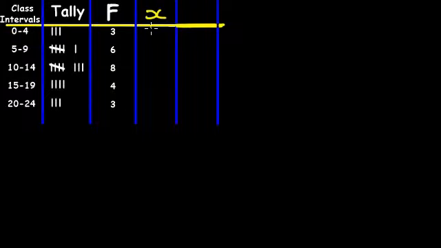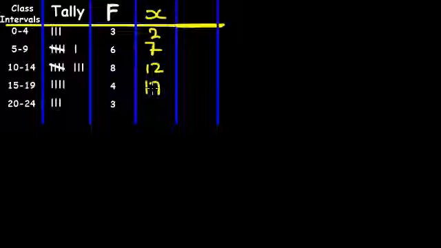So 0 plus 4 divided by 2 gives us 2. 5 plus 9 divided by 2 gives us 7. 10 plus 14 divided by 2 gives us 12. And 15 plus 19 divided by 2 gives us 17. And lastly, 20 plus 24 divided by 2 gives us 22. And that is the class mark.